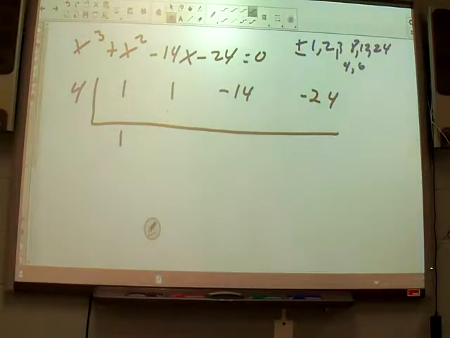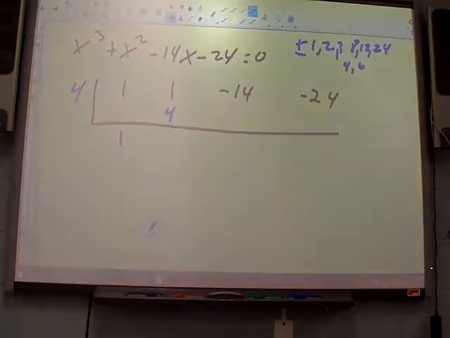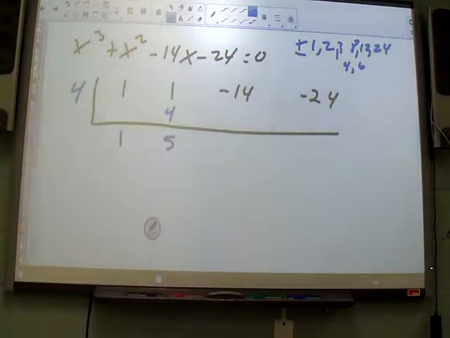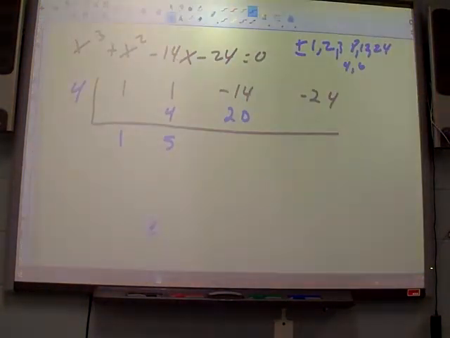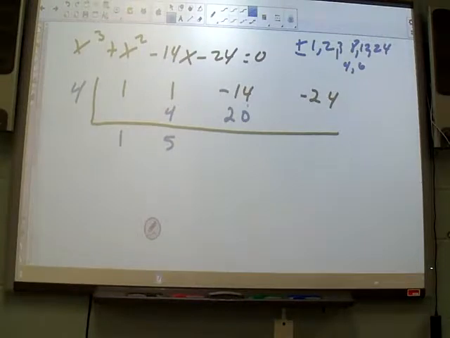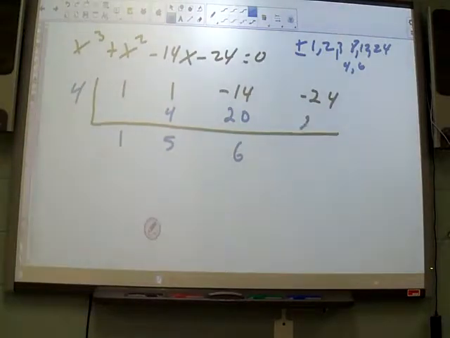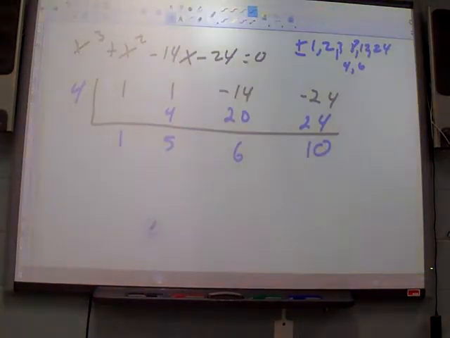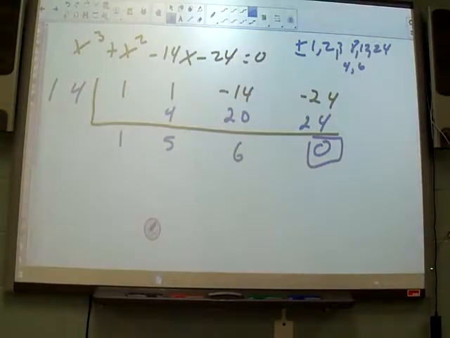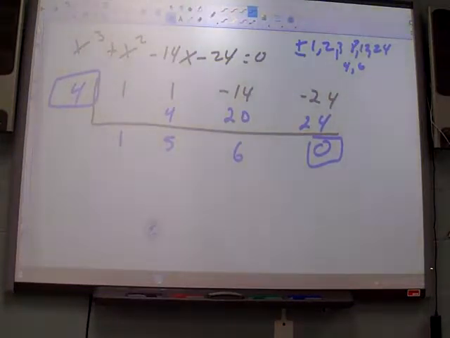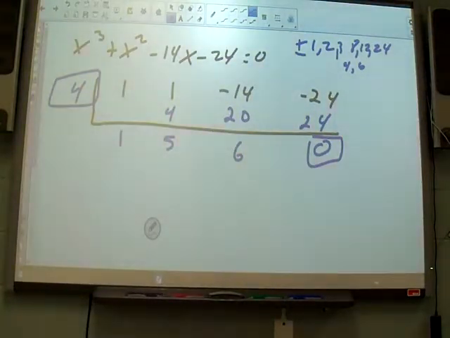1 times 4 is 4. 1 plus 4 is 5. 5 times 4 is 20. Negative 14 plus 20 is 6. 6 times 4 is 24. Negative 24 plus 24 is 0. So Laney got us the first answer. If you can visualize ahead and work a little bit backwards, you can.